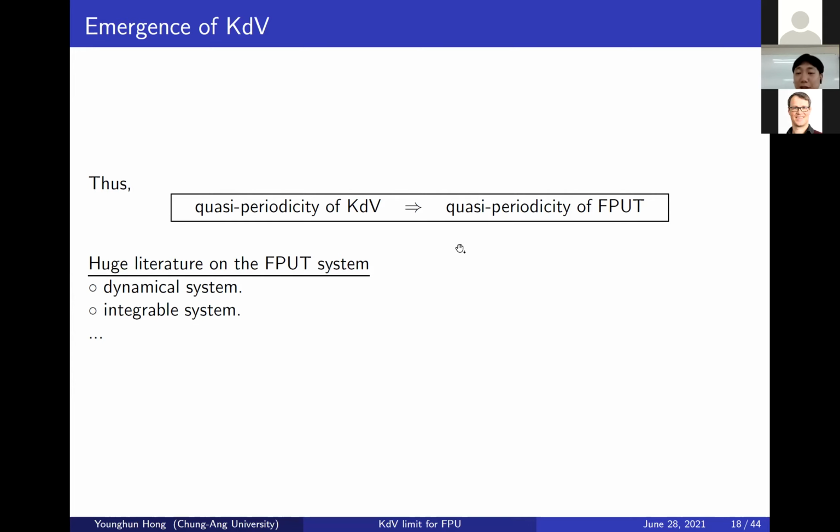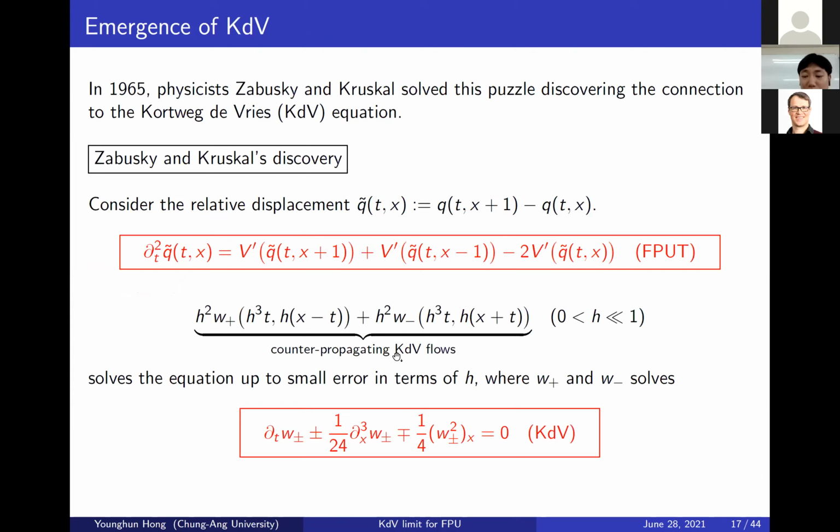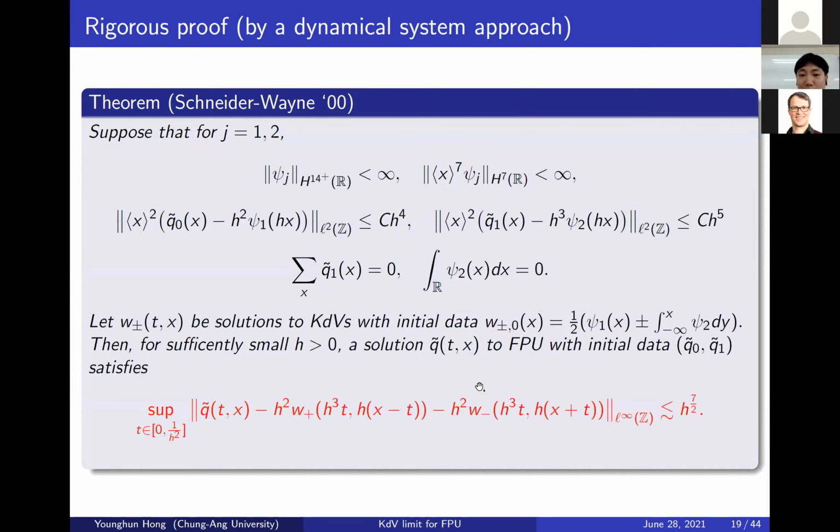Okay, so there is this connection, and mathematically, it was rigorously proved by Schneider and Wayne in 2000. Basically, they proved that the difference between the FPUT solution and this ansatz is very small for a long time. Very, very roughly speaking, they proved this kind of theorem using a dynamical system approach. They wrote an equation for this difference, R, and then they found a suitable condition on the initial data so that R remains small for a long time, something like that. Very, very roughly speaking.